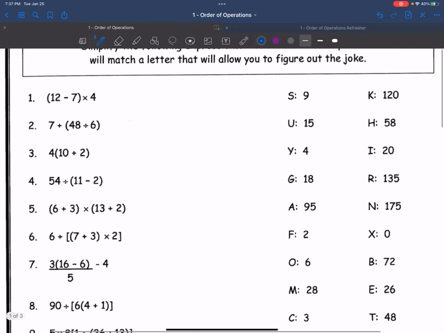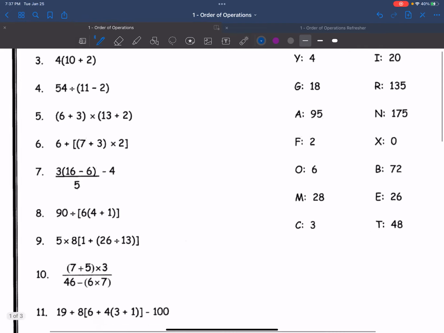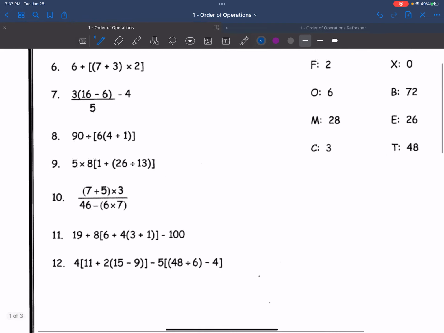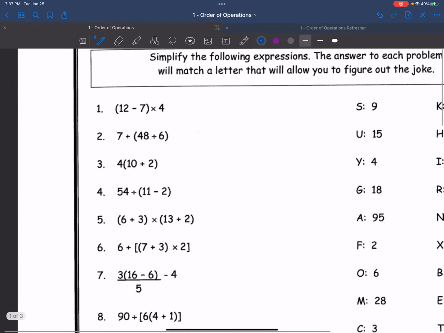So we are going to look at the front side of the worksheet that's there, or if you're doing this on Cami, this first page. And I'm only going to do a few problems with you. So the first one I'm going to do with you is number 2.